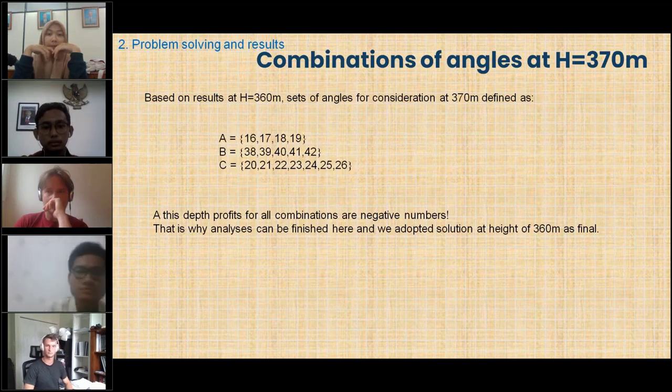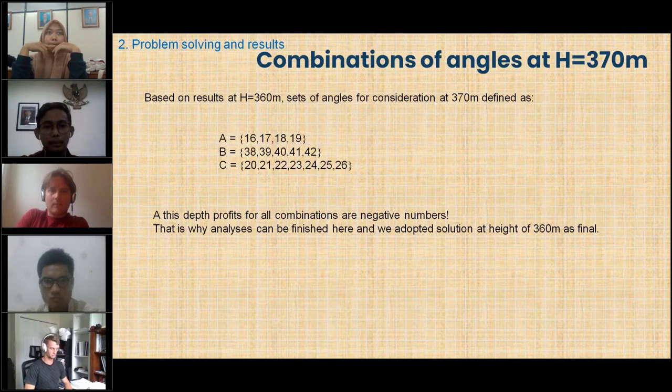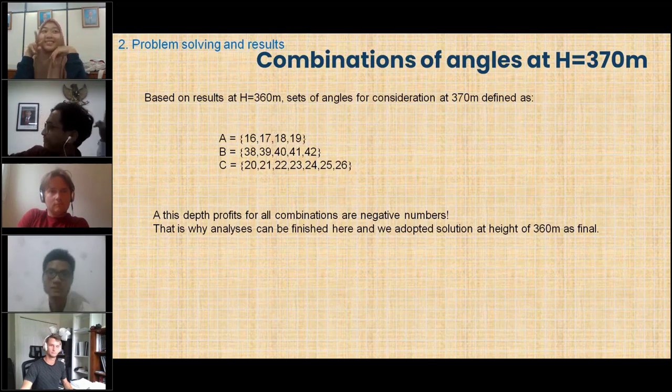We used these results to define sets of angles for analyzing models with depth of 370 meters, and we got as a result that profits for all combinations at this depth are less than 0. That's why we adopted the solution at 360 meters as the final solution.